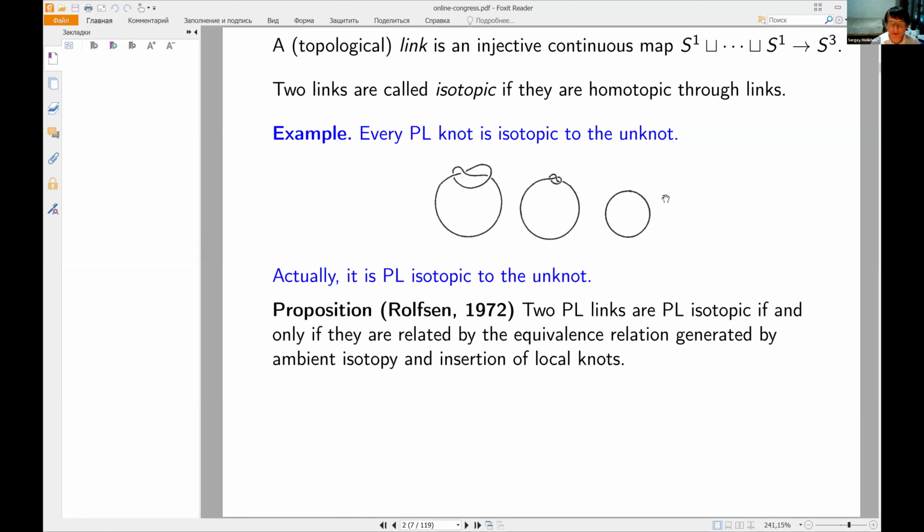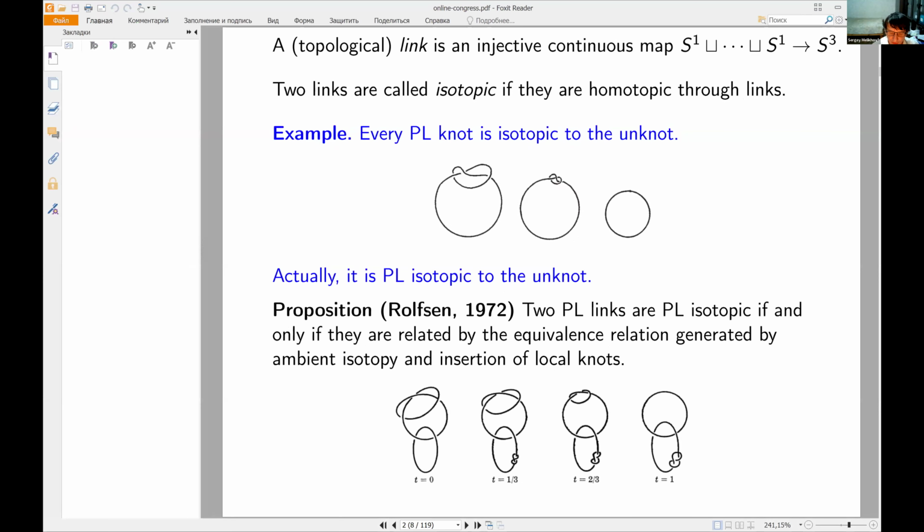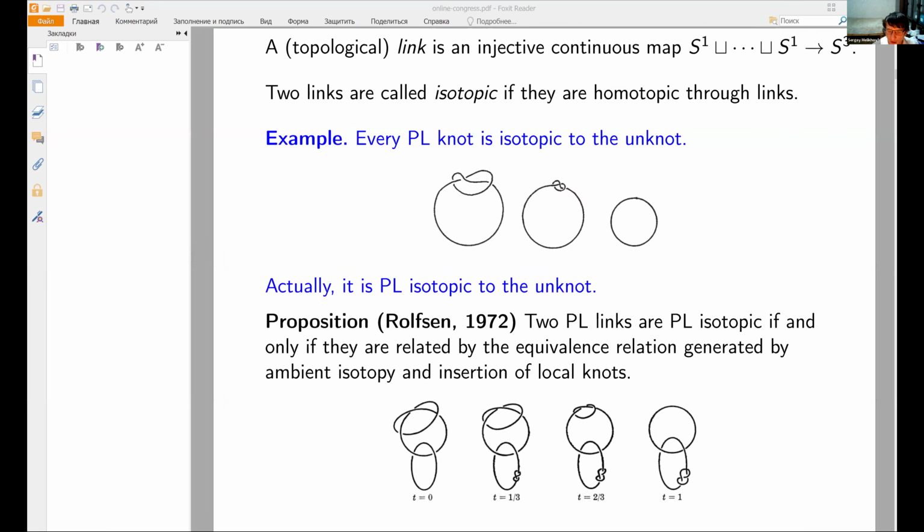Okay, and there is the following proposition proved by Rolfsen: two piecewise linear links are PL isotopic if and only if they are related by the equivalence relation generated by ambient isotopy and insertion of local knots. So here is a picture from a paper of Rolfsen of how it can look. There is some knot that appears and some knot that disappears in this picture.